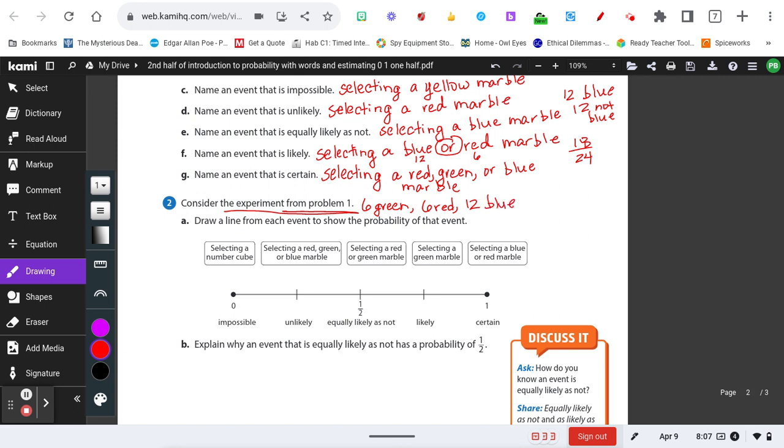All right, selecting a cube. Well, you're not going to select a cube because there are no cubes in the bag. So that's impossible. Selecting a red, green, or blue marble, I just did that right here. That is definitely certain because you got a green, red, and blue. So you're going to get one of them. So this would definitely be certain.